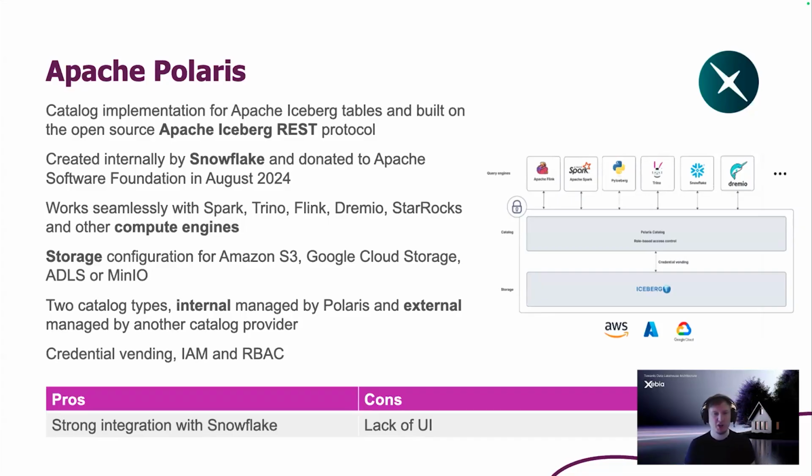But to be honest, if you are using the open source version of Polaris, there is no UI to manage it. You can use, of course, a management API, but there is no UI. You can find a UI, but only in the managed Snowflake version. So the open source version has no user interface for managing and seeing what is happening inside this catalog.